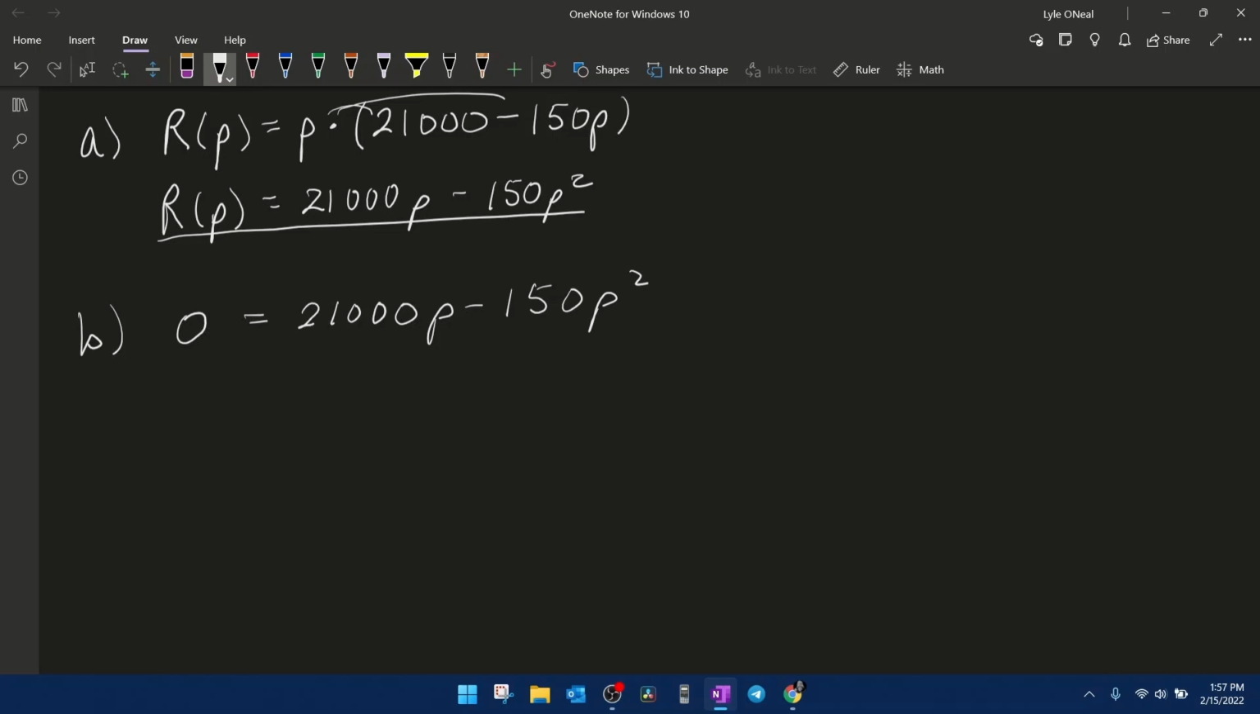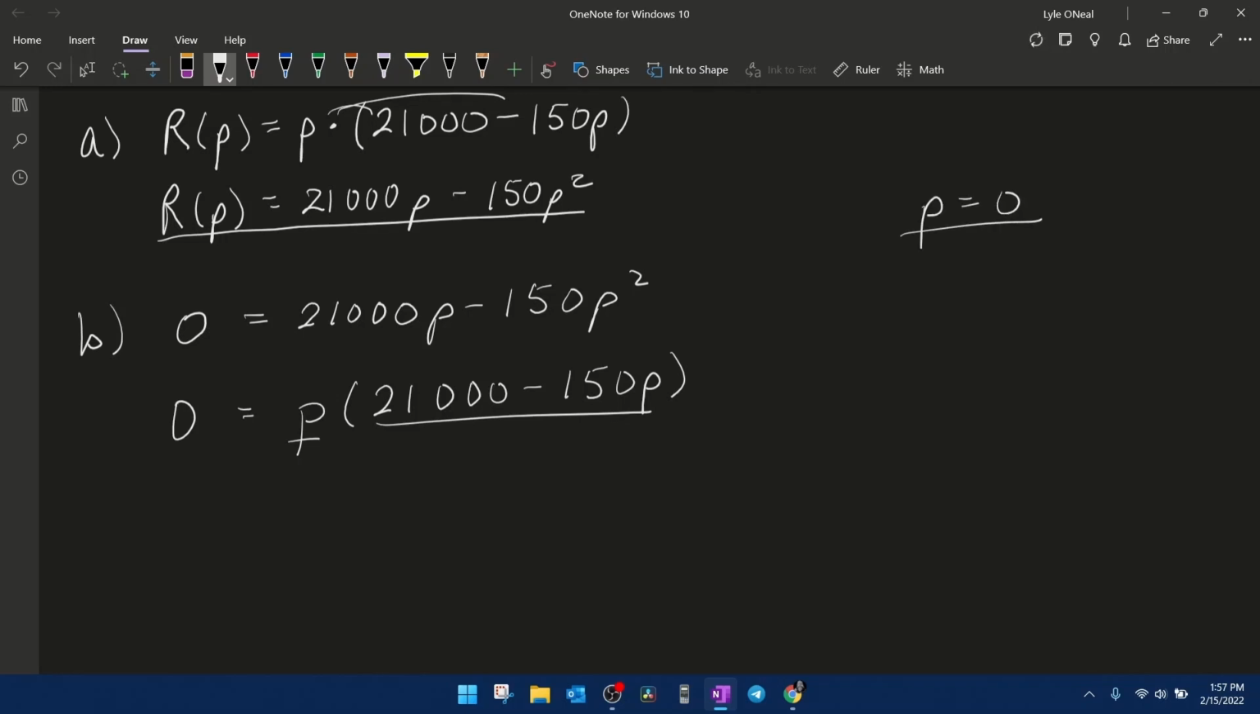So to solve this particular quadratic equation, since there are only two terms, they do have a common factor of P. What we're going to do is factor out a P, leaving us 21,000 minus 150p, and then set each factor equal to 0 and solve. So P equals 0 would be the lowest value that we would want to set the price of a calculator, although that doesn't make any sense, to make your calculator not cost anything.